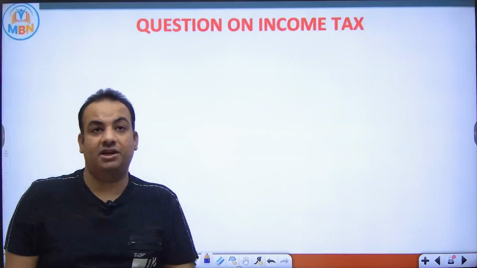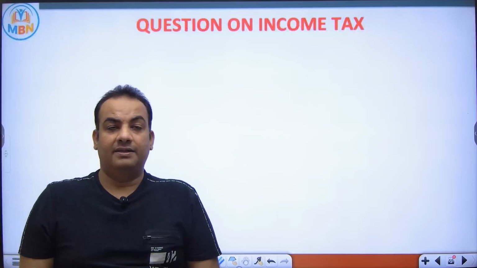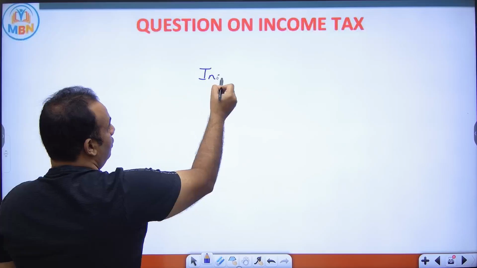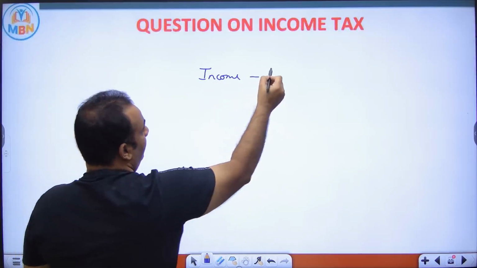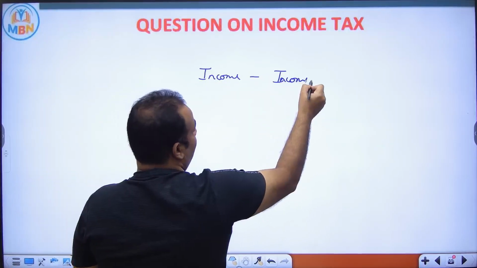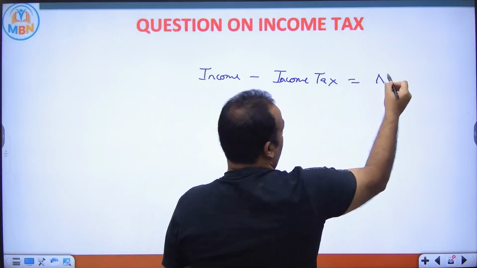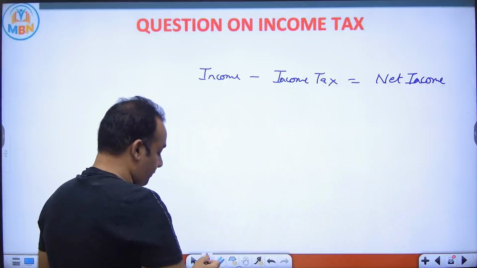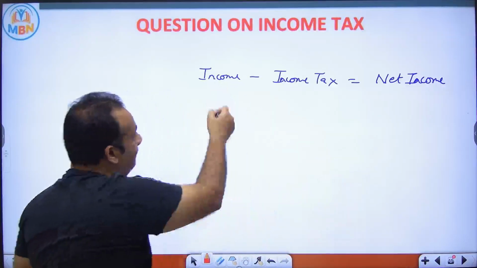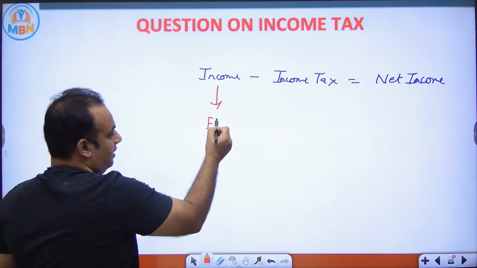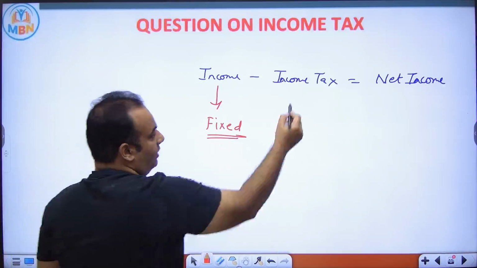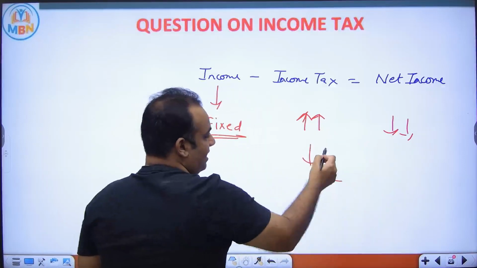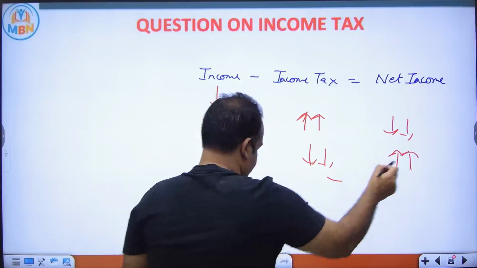Now see, question on income tax. They will give you a question like this. Suppose a person has some income. You know that if a person has some income, after giving the tax on his income, whatever is left is called as net income. Now, if I say the income of person is fixed, if you increase income tax, net income will decrease. And if you decrease income tax, net income will increase.